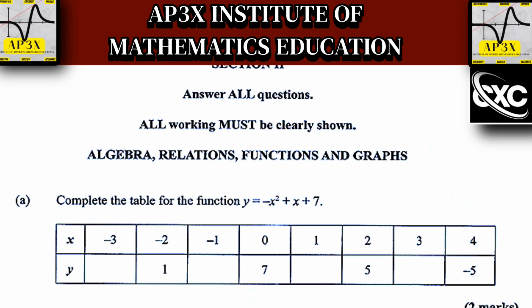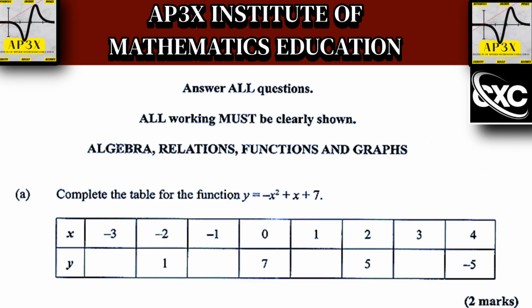Now we're going to be moving on to section 2 of the paper, where we have 3, again, compulsory questions that you must attempt. Now for question 8, functions, relations, and graphs mixed with a little bit of algebra. So complete the table for the function y equals negative x squared plus x plus 7.